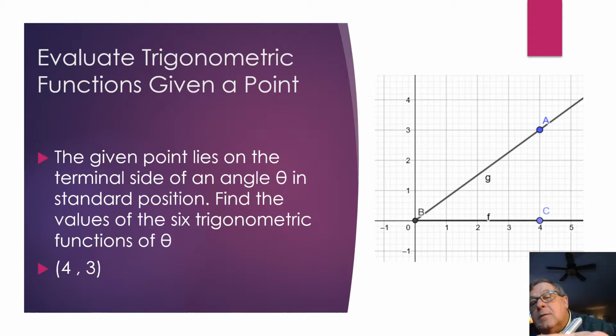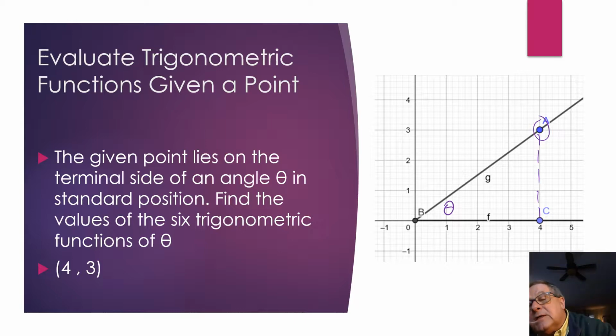So theta is here. And we find that we've got a point (4, 3), where x is equal to 4, y is equal to 3, and we see this point right here. X is equal to 4, y is equal to 3, and we're asked to find the 6 trigonometric functions of theta.